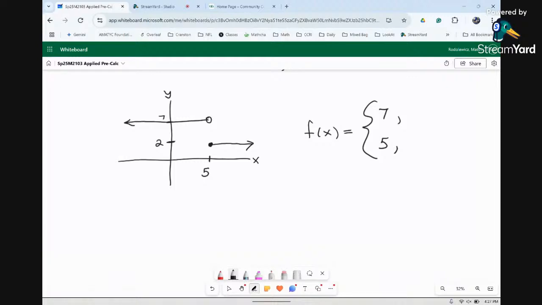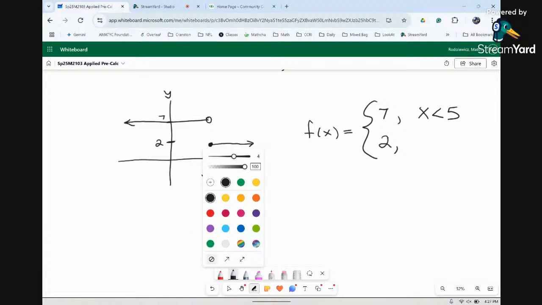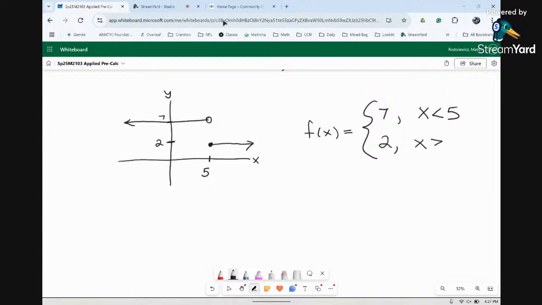Strictly less than 5. Yes, it's for all x values strictly less than 5. When do we output 2? Oh my gosh, you guys are going to yell at me, aren't you? When do we output 2? For x values that are greater than or equal to 5. Super clear?